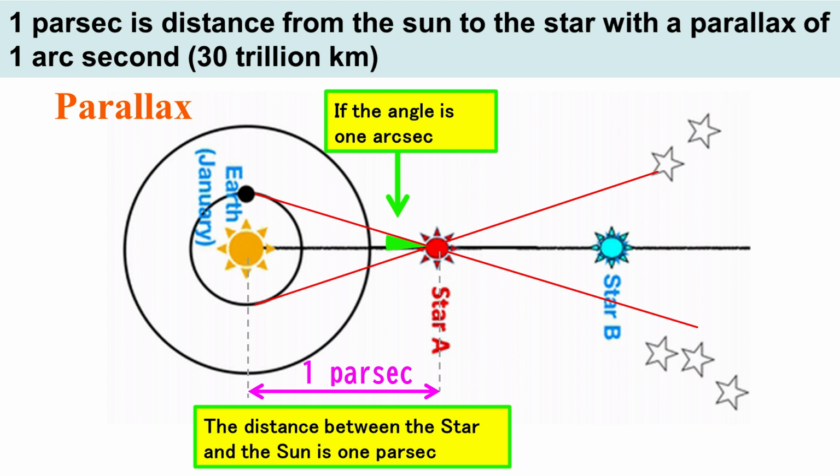More distant stars have smaller parallaxes. The parallax is inversely proportional to the distance. The distance to a star in parsec equals 1 divided by the parallax of the star in arcseconds. So 1 parsec is the distance from the sun to the star with a parallax of 1 arcsecond, 30 trillion kilometers.